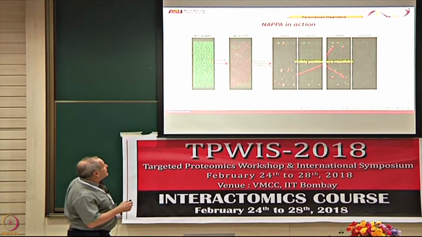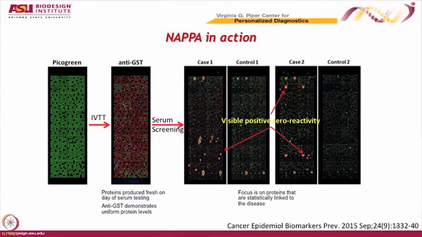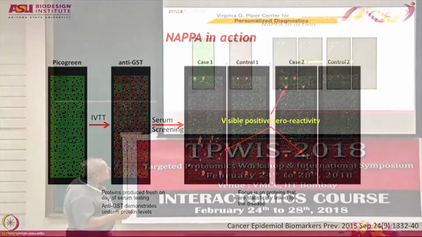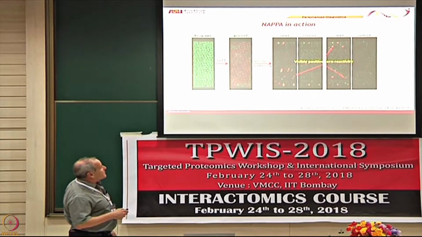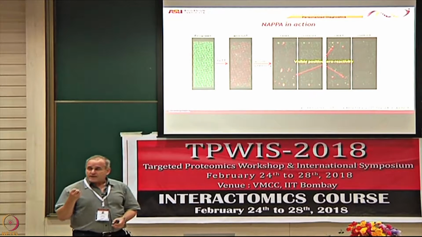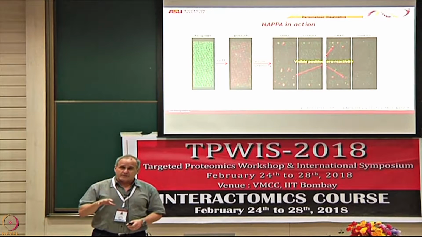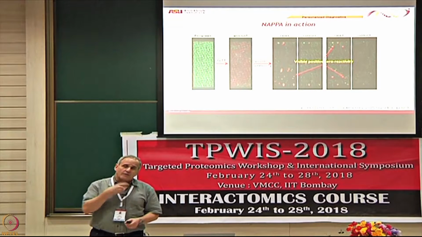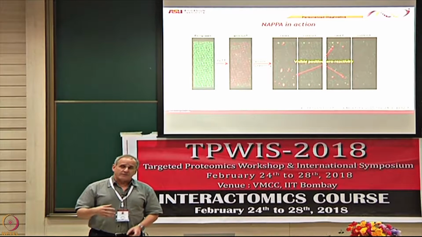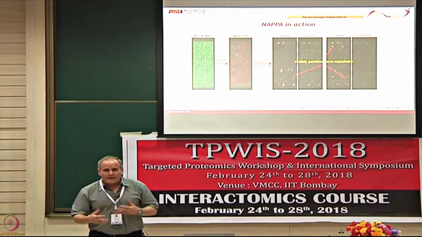So here is the DNA array. Here's after making protein. And here is after adding serum. Wherever you see a bright spot, especially a red spot, that means that the patient is making very strong antibodies to that protein. Okay, the color, by the way, is a false color. So it's not really red.